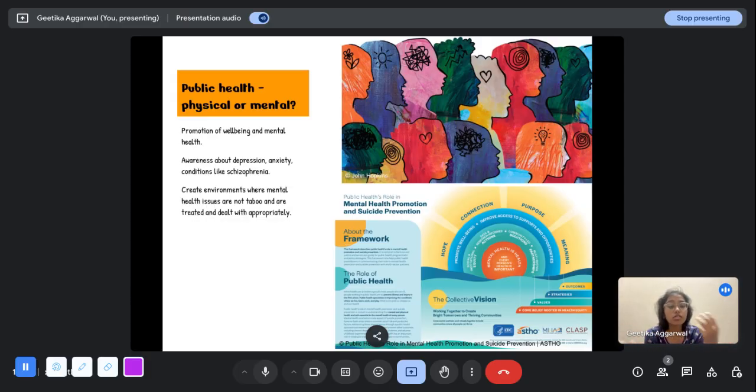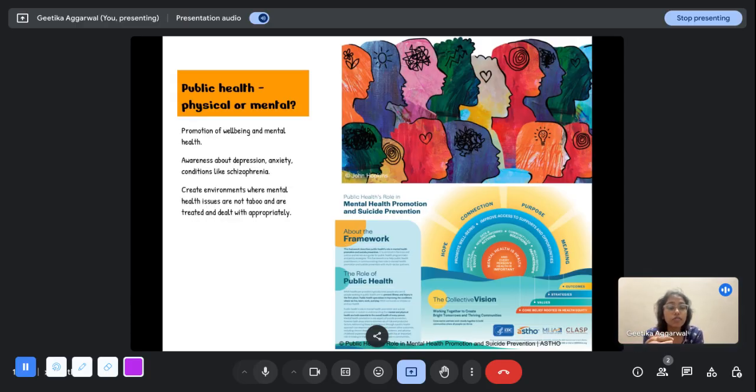People are sensitized to not look at other individuals who might be struggling with certain mental health issues, and to actually help them, to make society more inclusive for such people, so that they are not looked down upon or looked at differently as compared to other people who might not be facing mental health issues.